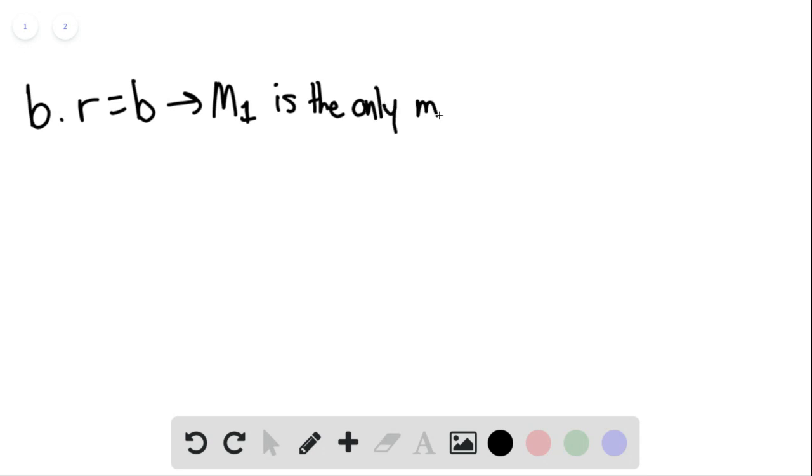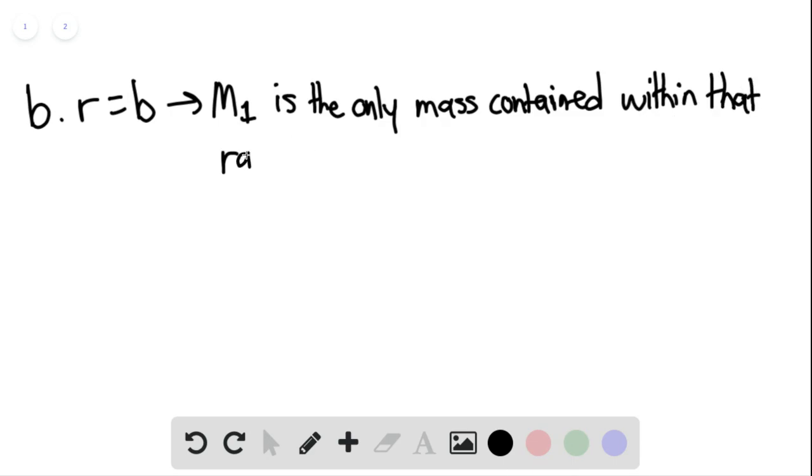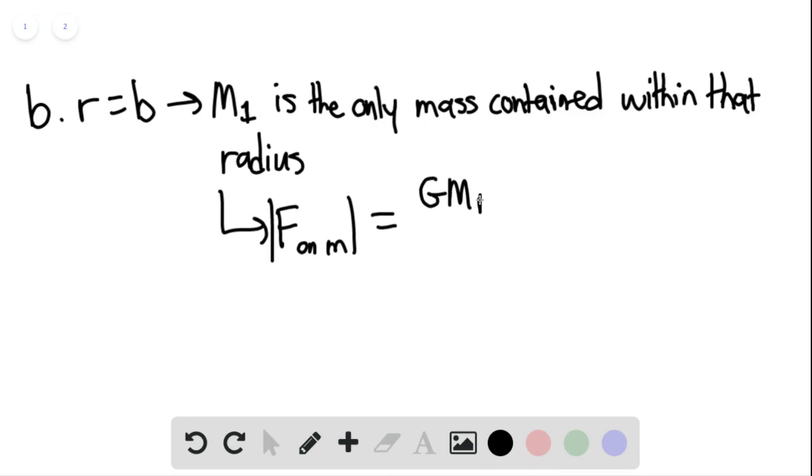Before part B, in the case where R is equaling B, we can then say M sub 1 is the only mass contained within that radius. So if this is the case, the force on M becomes G times M sub 1 times M divided by B squared.